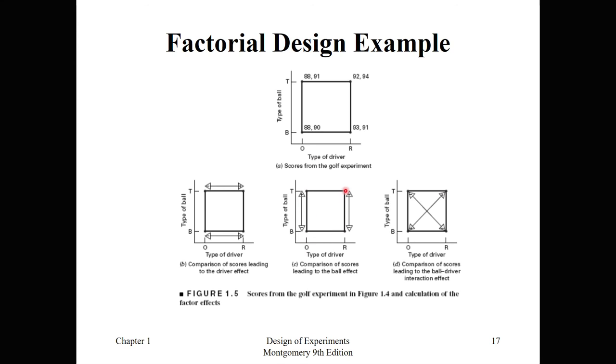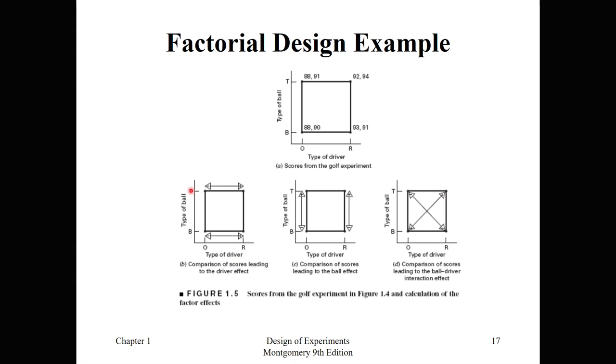If I want to look at the type of driver, instead of looking horizontally, I want to look vertically. So I want to look at the scores I got with the first kind of driver across all of the different kinds of balls, and the scores that I got with the second driver over all the different kinds of balls. And I'd be looking at the average score with this driver and the average score with this driver to compare. So it kind of makes sense, right?